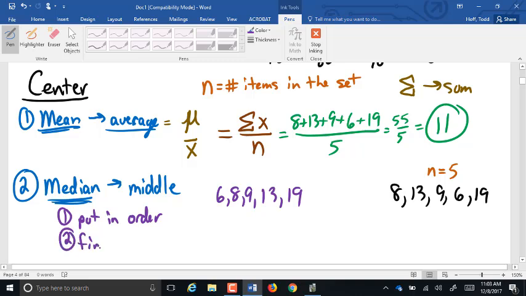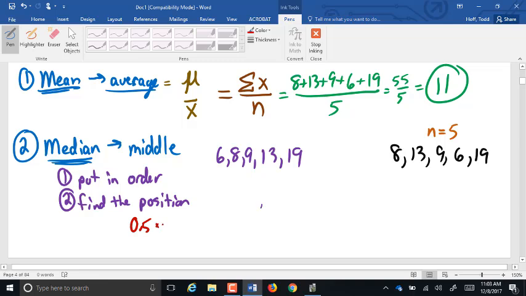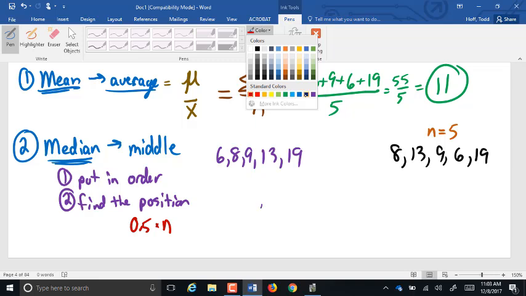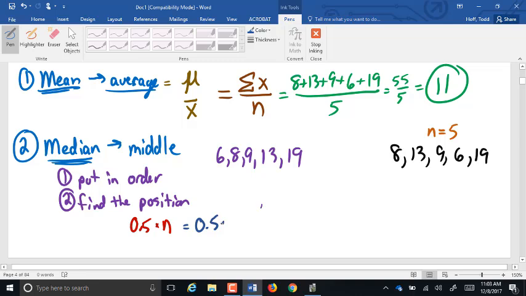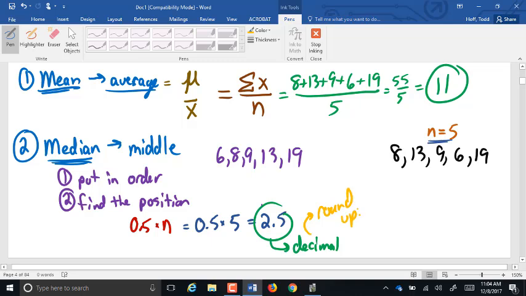Second thing we have to do is find the location or position of the median. To find the position of the median, it is 0.5 or 1/2 times n. So for this data set, that's 0.5 times what? 5. You got it. So we get 2.5. Since this number here is a decimal, we round up, which tells us the third number is the median. So 1, 2, 3, that is our median. 9 is the median of this set of data.